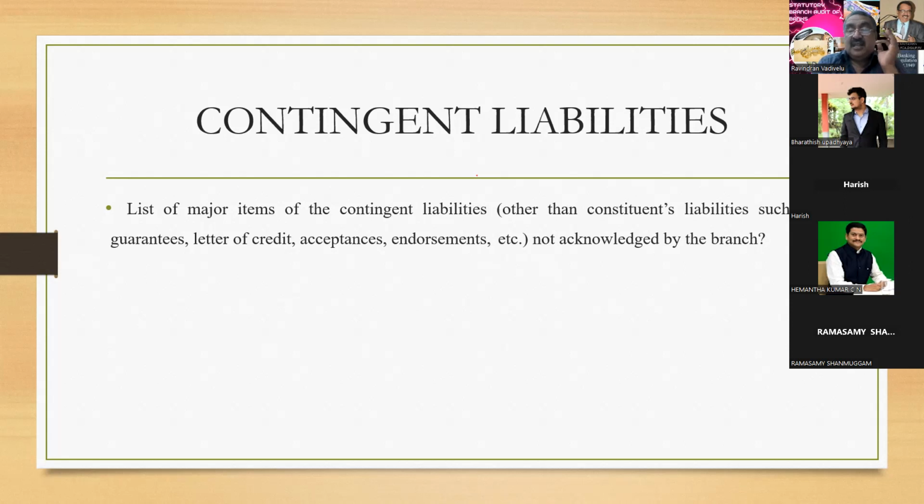Contingent liability is a liability that may come or may not come. Those liabilities have not been acknowledged by the branch, that is, we are not responsible for the loss. If those things are there, then you have to report the same point in your report. For that, please get a letter from the branch.